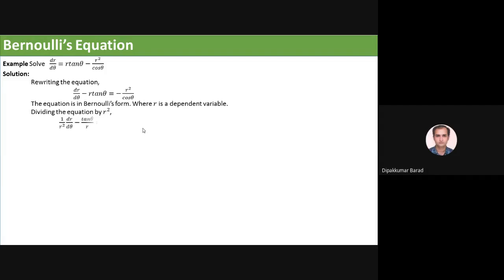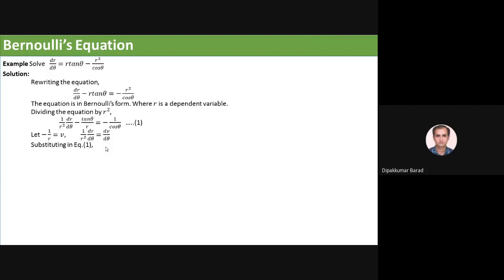Okay. So if we divide by R square, what I get is 1 upon R square dr by d theta minus tan theta upon R equals minus 1 upon cos theta. Now instead of R, here we have 1 upon R, minus 1 upon R. So first of all, we consider minus 1 upon R equal to V. Now if we take the differentiation, what I get is 1 upon R square dr by d theta is equal to dv by d theta.